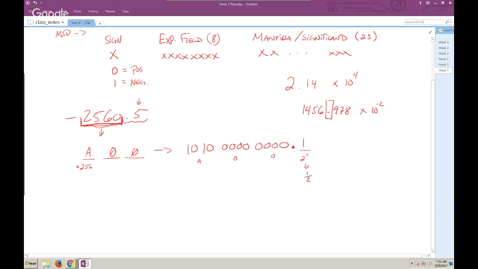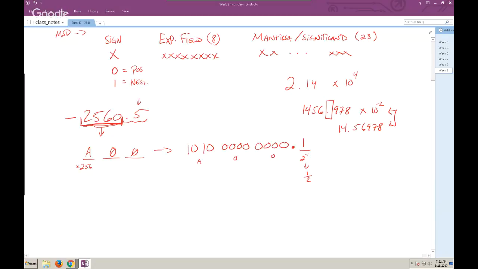Now, is that number the same? If I were to write it, say 1456.978 times 10 to the negative 2, which means I'm going to take my decimal point and bring it over here, so would that be the same thing as writing 14.56978? Are these identical? There's 2 of you nodding yes. The rest of you should be going yes. Those are the same number, right?